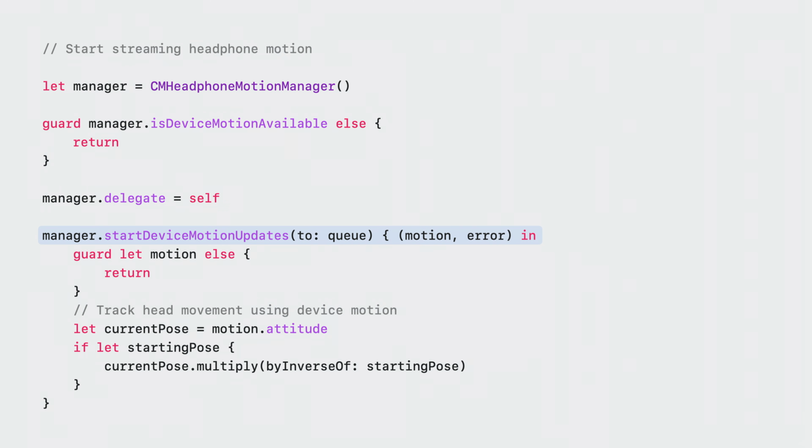Once you're authorized and data starts streaming, tracking head pose is easy using the attitude information provided with each device motion update. For example, we can keep track of a reference attitude as starting pose and use the multiply method to conveniently obtain the current sample's relative change to that original pose. Along with attitude, user acceleration, and rotation rate data, each device motion update contains sensor location information.